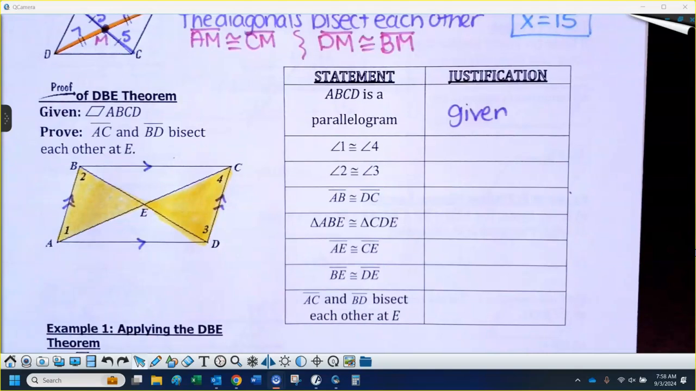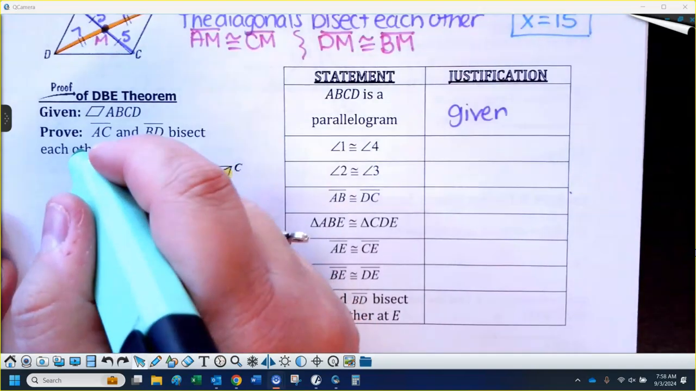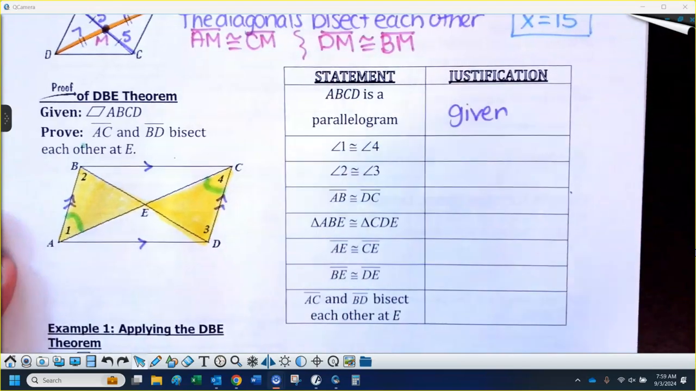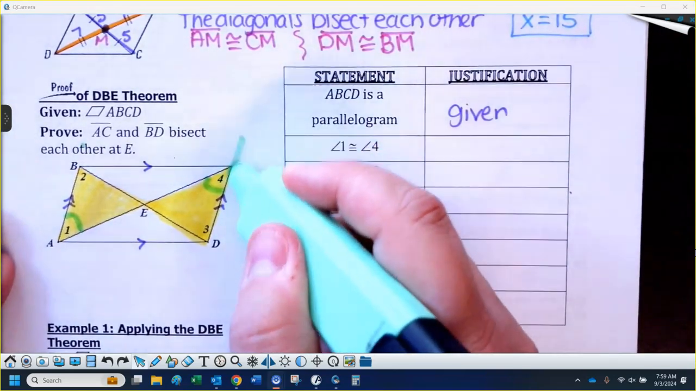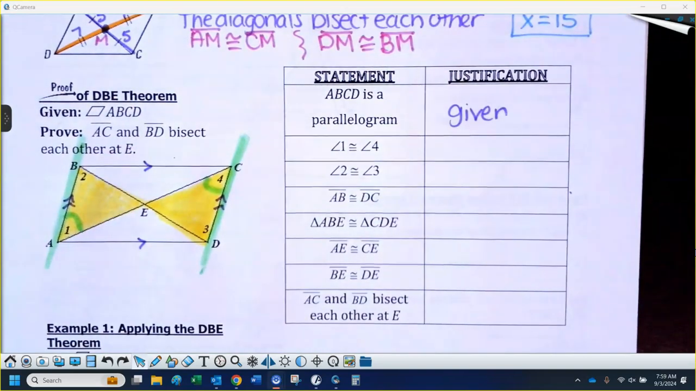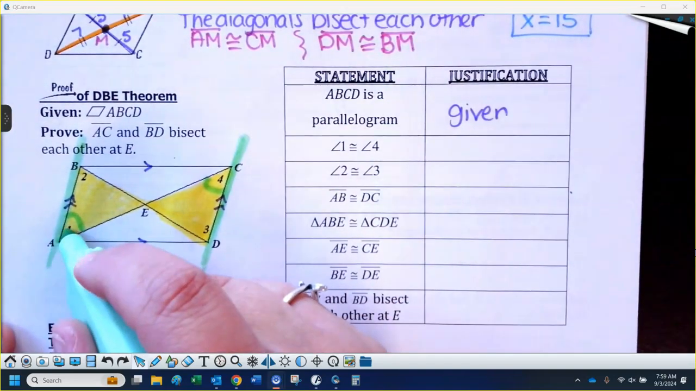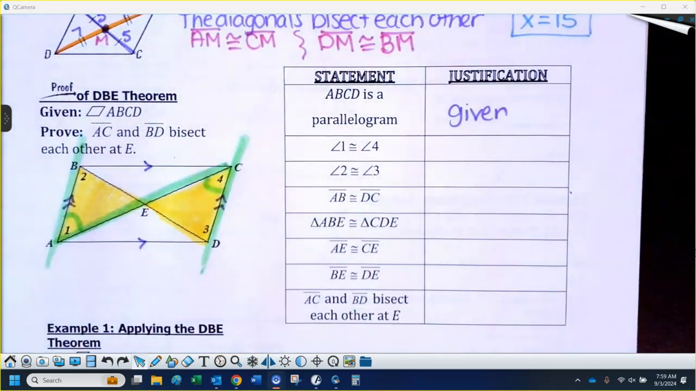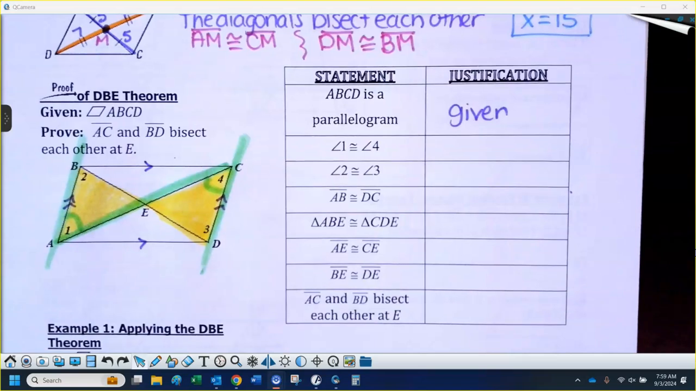Now I'm going to highlight some lines to see if you can tell me why this is true. I'm talking about angle 1, which is right here, and angle 4, which is right here. Let me draw the lines that form those angles real quick: the left side and the right side, and then this diagonal here. I know that opposite sides are parallel, so I have parallel lines here. Does anybody know what the justification would be for why those two angles are congruent?